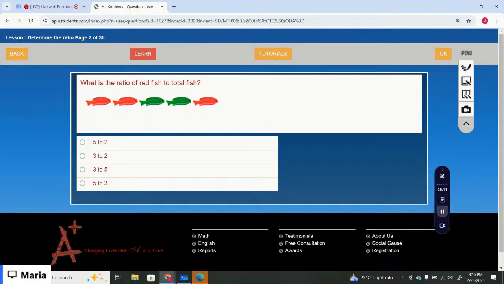What is the ratio of the red fish to the total fish? So you have 3 red fish and the total fish are 5. So that is 3 to 5. Option number 3 is the correct option.